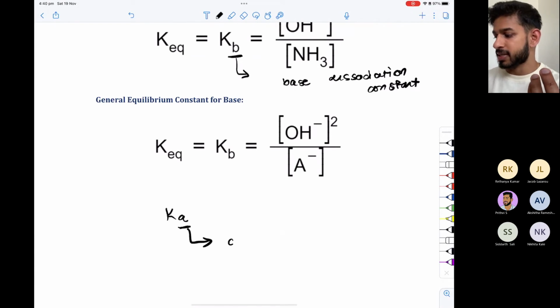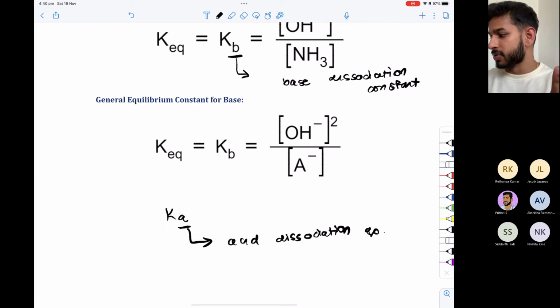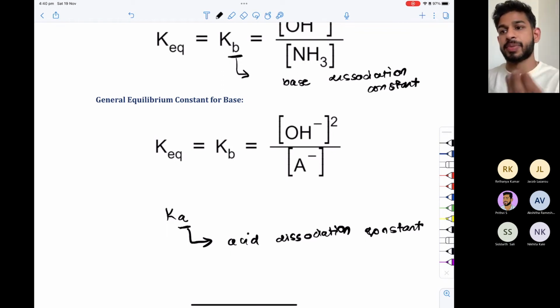The A in Ka stands for acid dissociation constant. I need you just to say this out loud, because if you don't say it out loud, you're going to forget it straight away, right? So Ka is acid dissociation constant, Kb is base dissociation constant, Ksp is solubility product. They're all talking about the same thing, just some fancy words we like to use, okay?